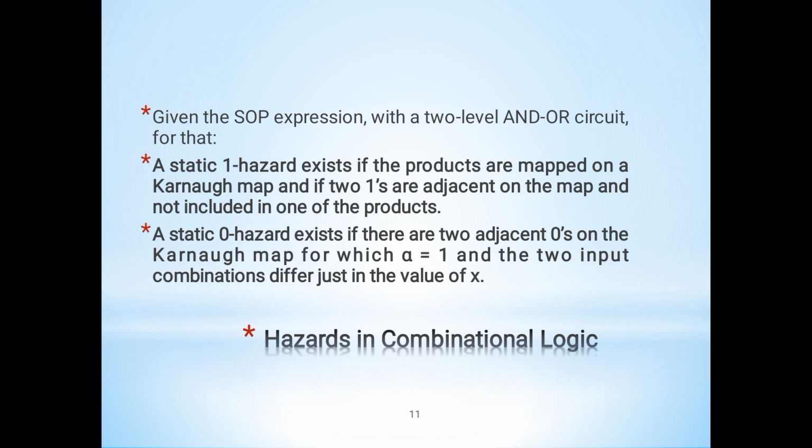For a static 1 hazard, if there are two adjacent cells on the map, you should also include a group covering them. Also for static 0 hazard, the same concept: if there are any combinations, they also have to be mapped.